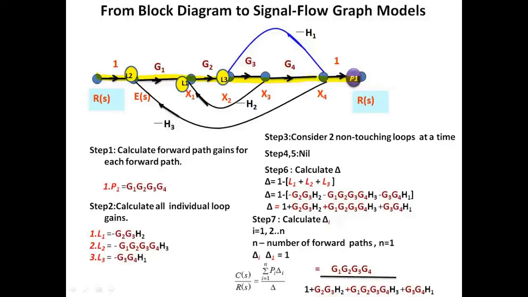Now we have to apply this in the transfer function, making use of Mason's gain formula. C of S by R of S is equal to summation, I equal to 1 to n, P I delta I, divided by delta. As n is equal to 1, the formula will be P1 delta 1 divided by delta. We know the values of P1, delta 1 and delta. Let's substitute in the formula and you get the answer as G1, G2, G3, G4 multiplied by 1, as delta 1 is 1, the whole divided by delta. Delta is 1 plus G2, G3, H2 plus G1, G2, G3, G4, H3 plus G3, G4, H1.